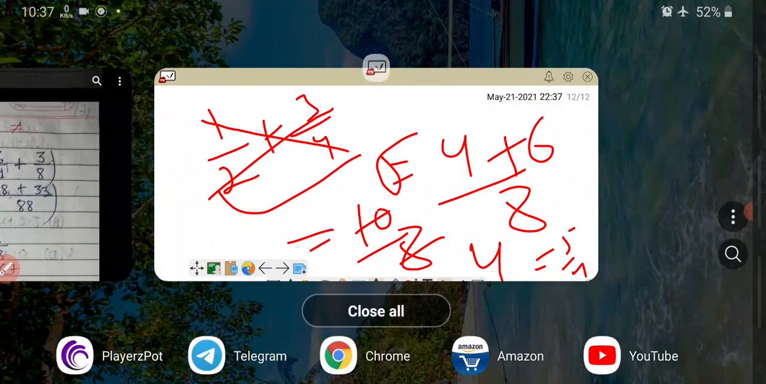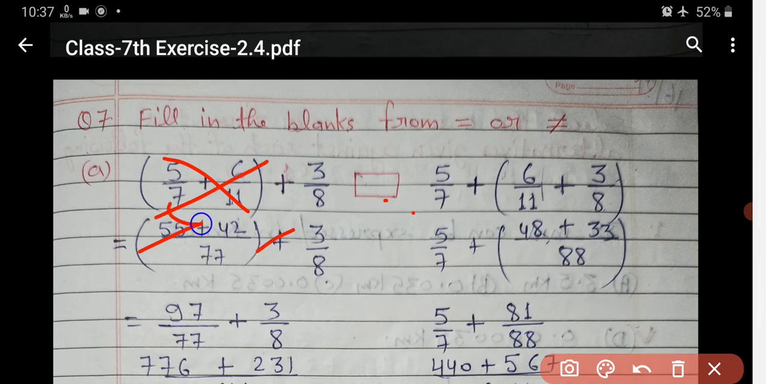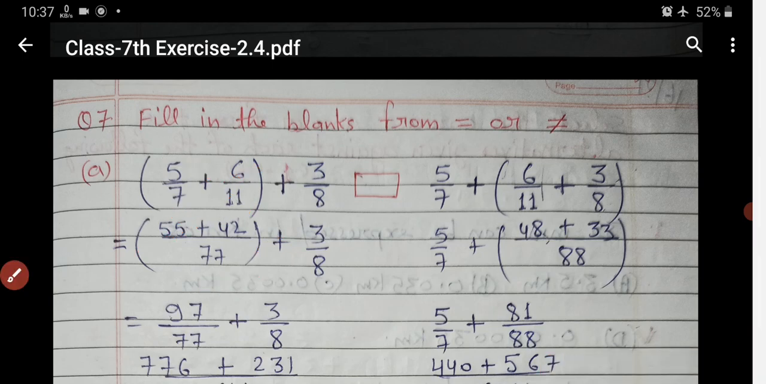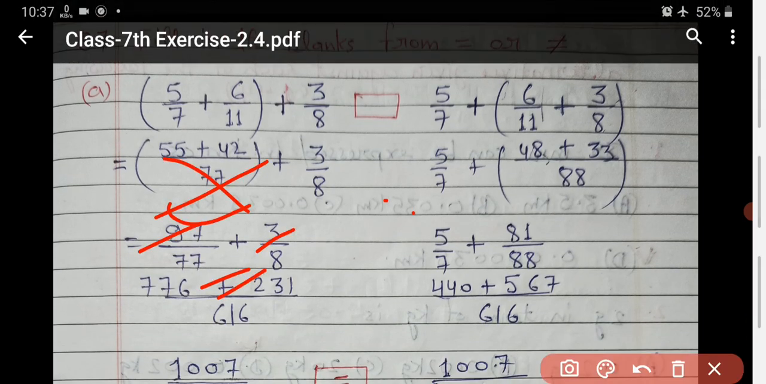Now come to the question. Now just multiply: 11 5s are 55, 7 6s are 42, and 11 7s are 77. So you solve for that one. Now just add 55 and 42. What do you get here? 97. And here you get 77. You get here 97 by 77.